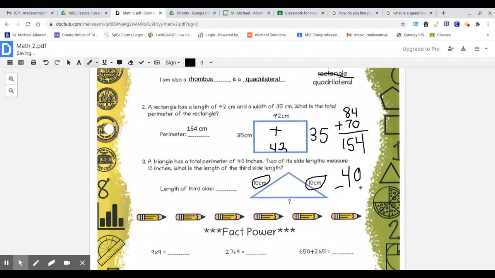Sorry for how bad this looks. 40 minus 20 is going to be 20. So we'll write over here that the length of the third side is 20 centimeters.